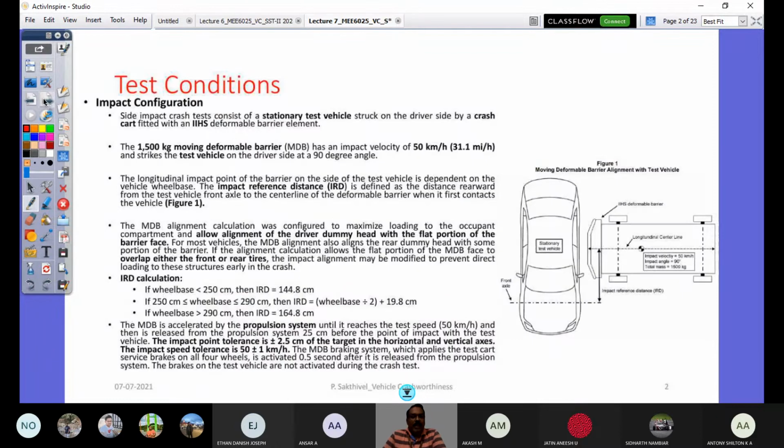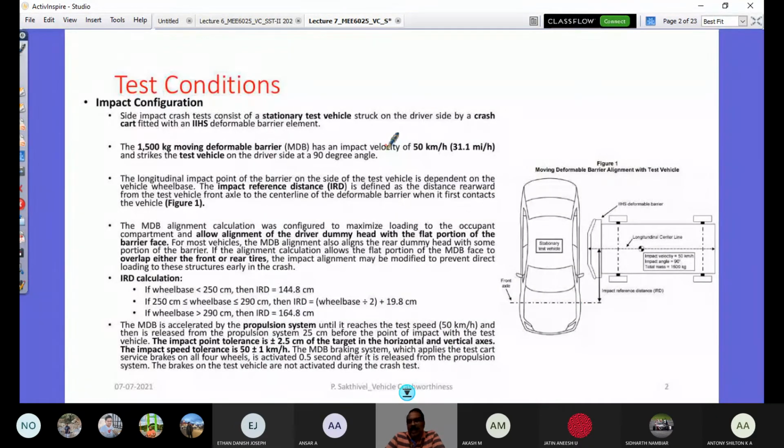If you look here, this is the test condition and impact configuration. It consists of two vehicles basically. One is the test vehicle, another one is the movable deformable barrier vehicle, right? This movable deformable barrier weighs 1500 kg, has an impact velocity of 50 kilometers per hour, and strikes the test vehicle on the driver side at a 90-degree angle. The driver side is here in a US vehicle. This is the configuration of the impact scenario.